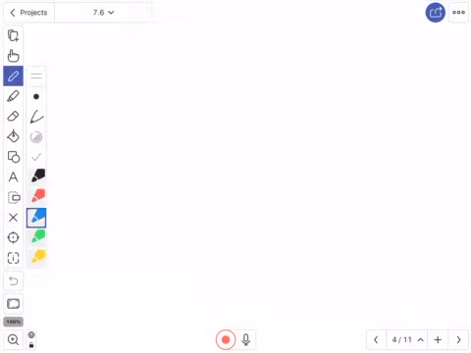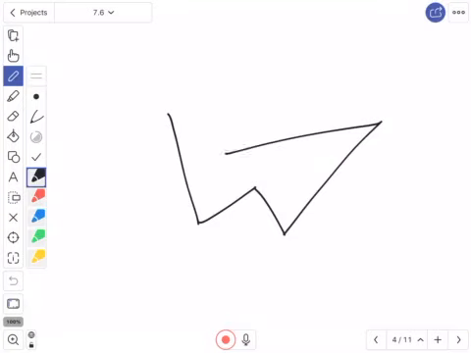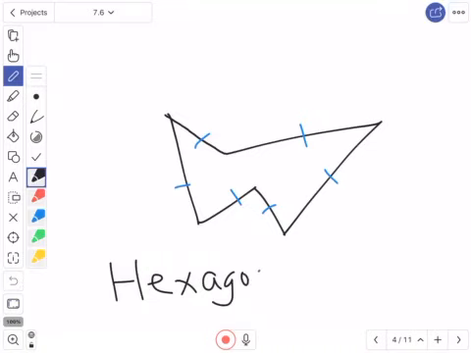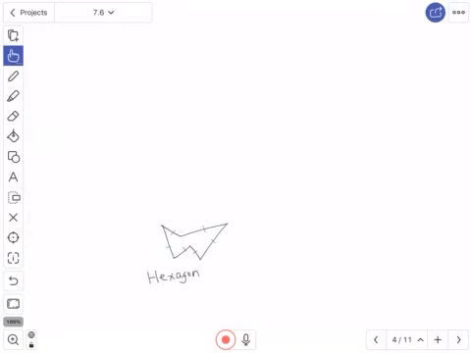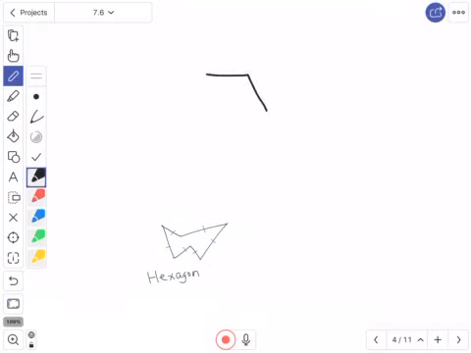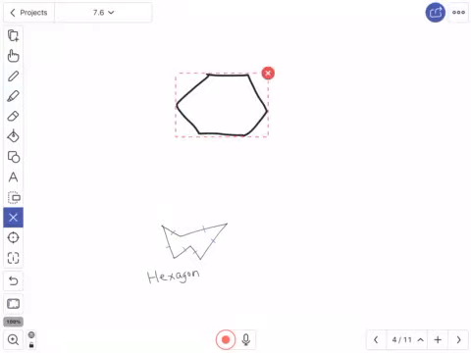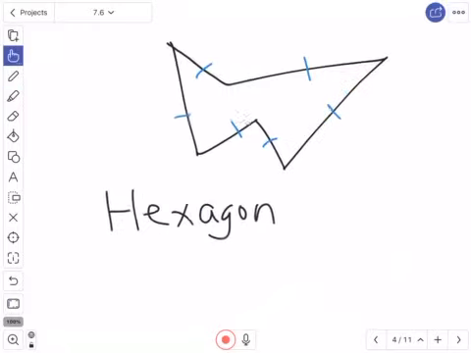And I know I've been doing this a few different times, but I just want to continue to review this. I'm going to make a 1, 2, 3, 4, 5, 6. So there are 6 sides. Think to yourself, this is a hexagon. Now that is not a traditional looking hexagon. If you think about it, most hexagons look more like this. That's more of a traditional hexagon. But really, any shape that has 6 sides is a hexagon.